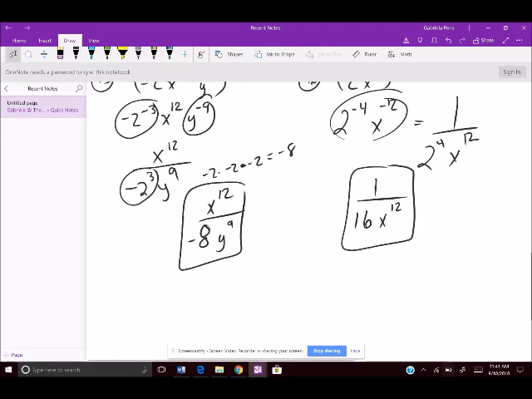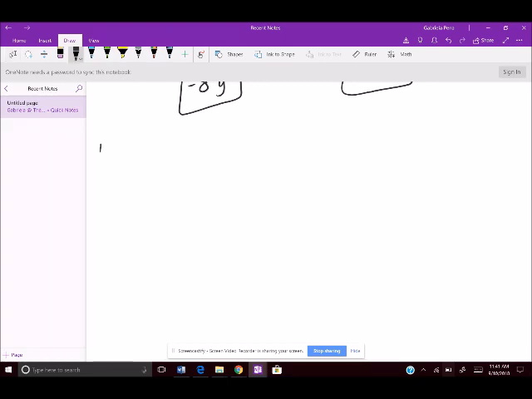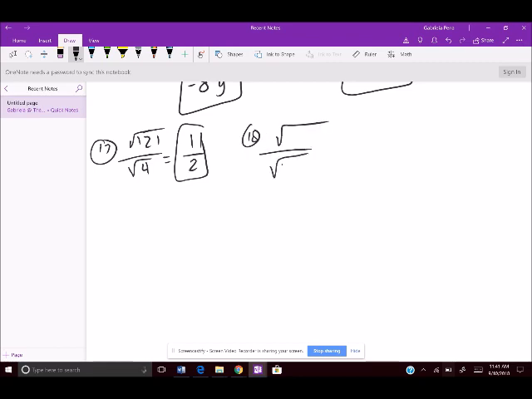What number am I on? 17. So for number 17, I have the square root of 121 over the square root of 4. Can we take the square root of 4? Yes. So my answer is just 11 over 2. Piece of cake, right? For 18, they give you 2 different square roots, but the question is, can you do anything with them individually? I have to put them together. So just rewrite it as one fraction.